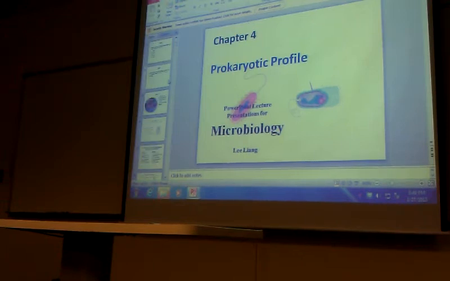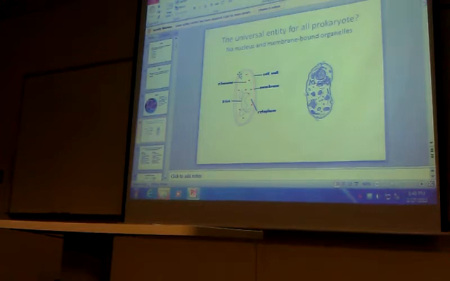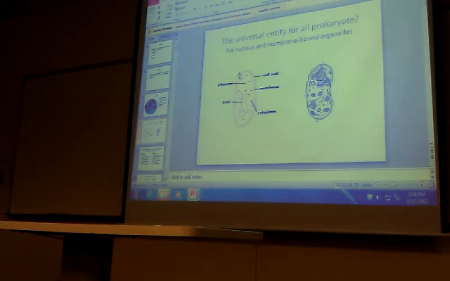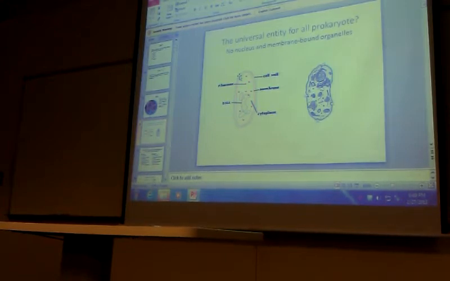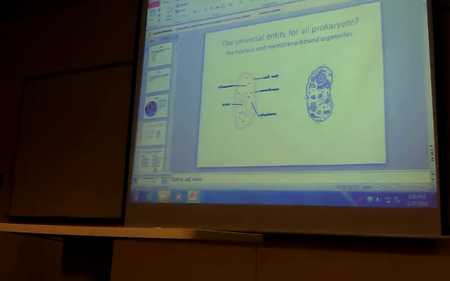So number 4. First you need to know the universal entity for prokaryotes. Basically, what distinguishes prokaryotes from eukaryotes? Have a nucleus or no nucleus? Have membrane-bound organelles, or no membrane-bound organelles? The information is right in there, in biology. Yeah, could be number 7 or 6, and it's not too far away from there.